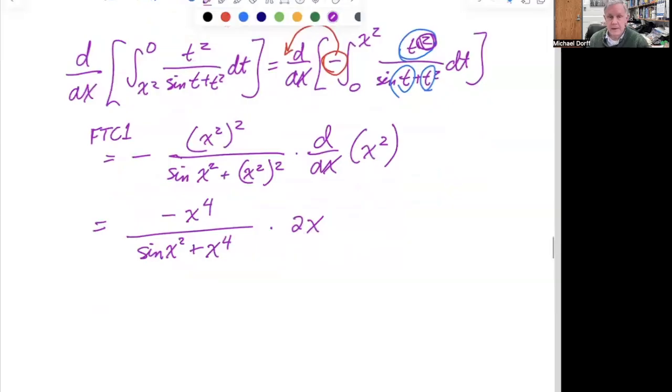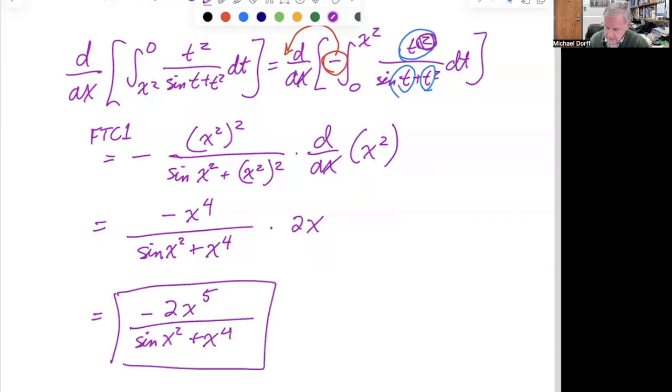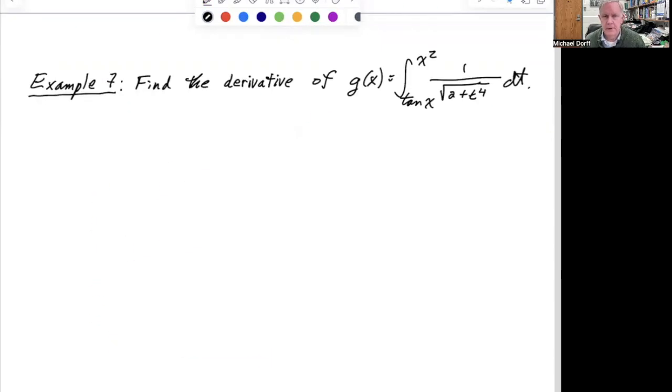And then I can combine the x to the fourth and the x next to the 2x to get negative 2x to the fifth over sine of x squared plus x to the fourth. And that's my answer. Let's look at this example here. Now I've got this integral from tan x to x squared of 1 over the square root of 2 plus t to the fourth dt.